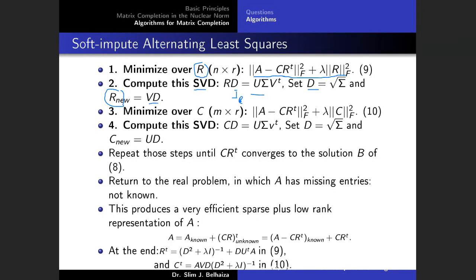Once you get these, you minimize to find the corresponding C, so you alternate, minimizing the same objective, but here the Frobenius norm of C is added instead of the Frobenius norm of R. And you compute the SVD also on CD, and you update D and you update C. So you repeat those steps until CR transpose converges to the solution B. And you return to the real problem in which A has missing entries. In fact, this produces a very efficient sparse plus low-rank representation, which could simply be written as A equal to A known plus CR transpose on the unknown entries, or in a different form. And you have the closed-form solutions for R transpose and C transpose from these objectives at the end.